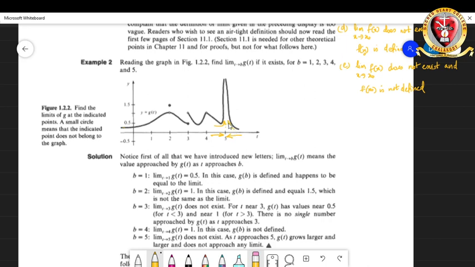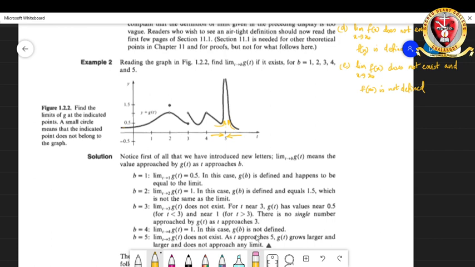Here also it is going up, up, up, but it doesn't reach a particular point. It is going like that. The function is moving like that, right? So we cannot find a number from the left and right which coincides. So limit t tends to 5, g of t does not exist.